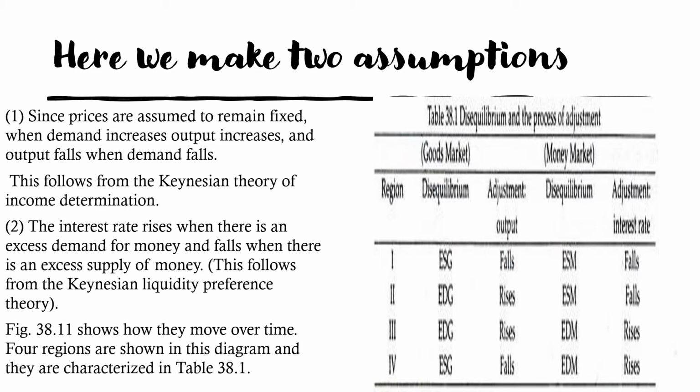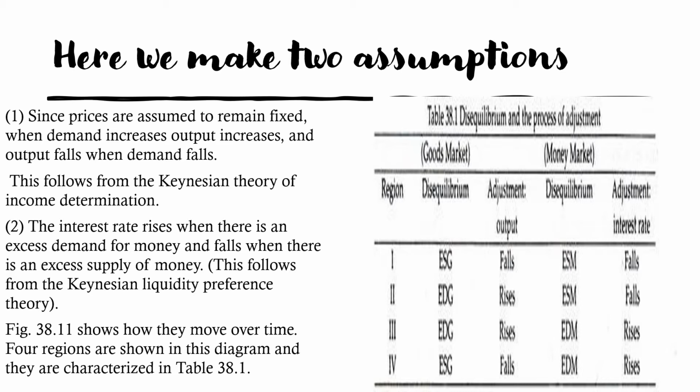Now the second assumption is that the interest rate rises when there is an excess demand for money and falls when there is an excess supply of money, and this follows from the Keynesian liquidity preference theory. We have done a video on that as well. I'll be giving the link in the description box.